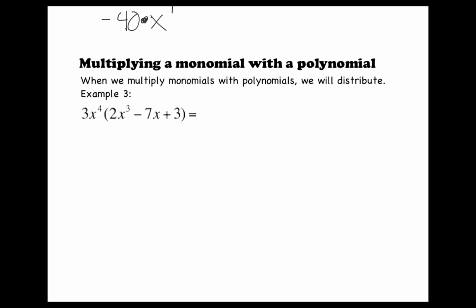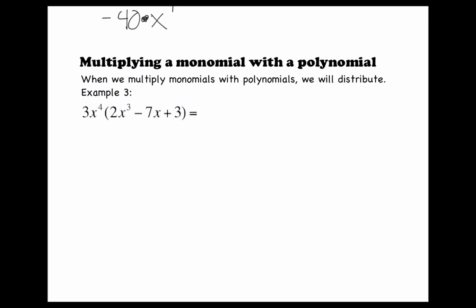Okay, then down here is going to make a little more space. When we multiply monomials with polynomials, so this one is specifically a monomial with a trinomial that has 3 terms, we just distribute. So I'm going to take 3x to the 4th and multiply it by each piece here. So I do 3x to the 4th times 2x to the 3rd would give me 6 when I multiply the 3 times 2, and then x to the 7th when I multiply the x parts.